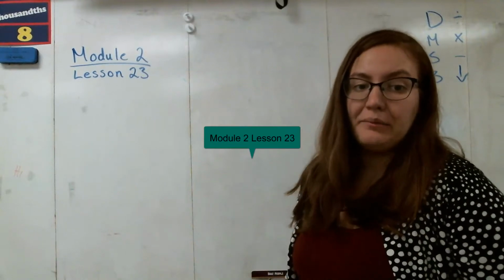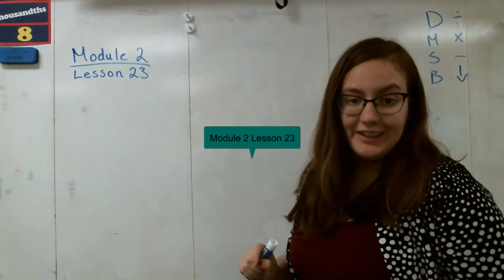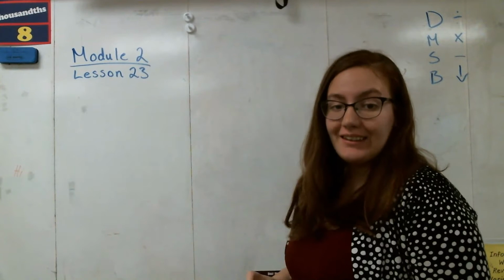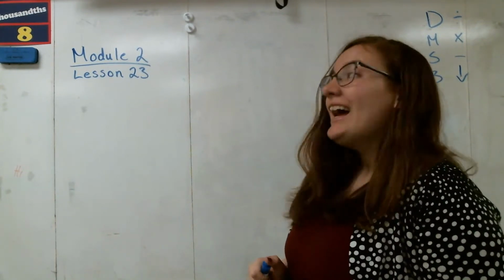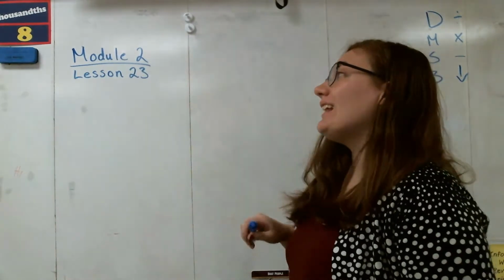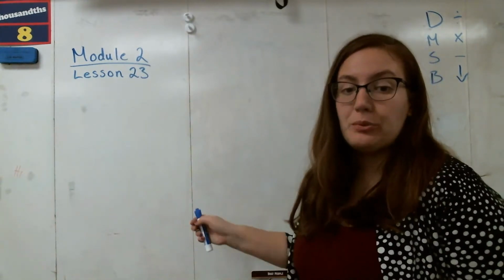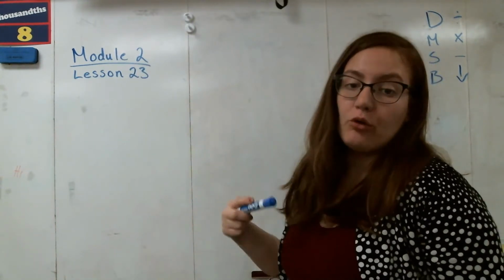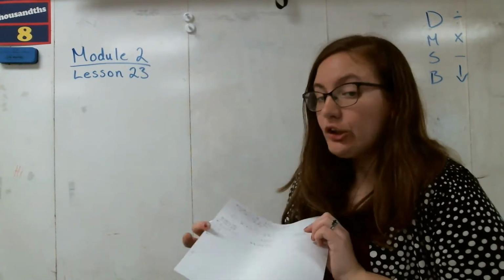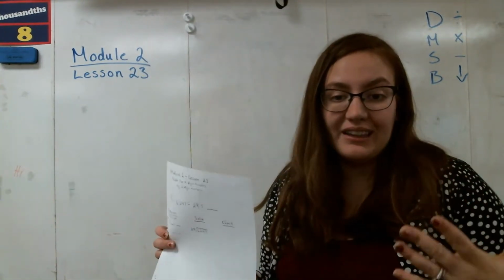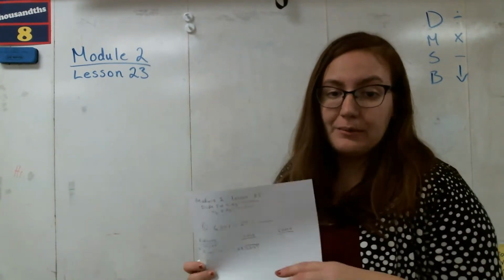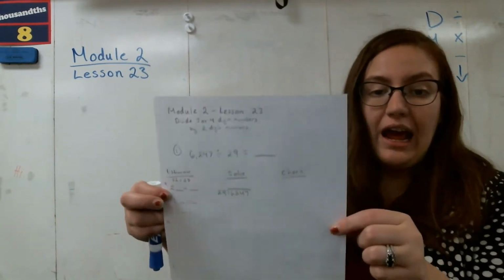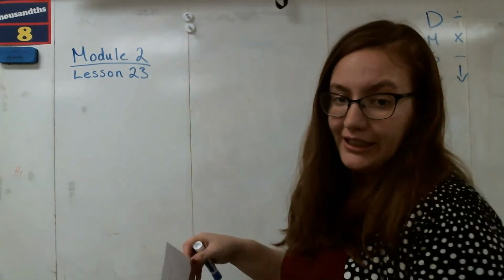Hi, fifth grade. Today we're going to be doing Module 2, Lesson 23, and this is actually going to be the last lesson before we do our test for Module 2. For this lesson, we are going to be multiplying 3 or 4-digit numbers by 2-digit numbers. So we're just basically dividing numbers that are even bigger than the previous problems. So you should have out your Lesson 23 notes.